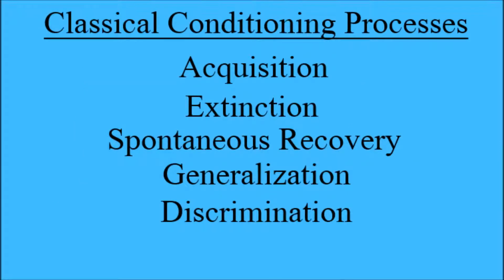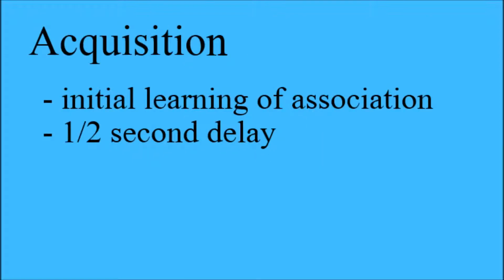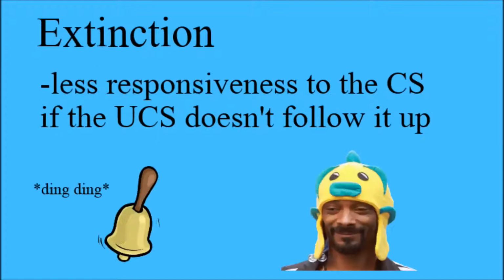Just when you thought this couldn't get any simpler, Pavlov and company identified 5 major processes to classical conditioning, the first of which is acquisition. Acquisition deals with the initial learning of the relation between the bell and the food. It was found that if the neutral stimulus is presented around half a second before the UCS, that time delay is more likely to help the subject associate the neutral stimulus with the unconditioned stimulus.